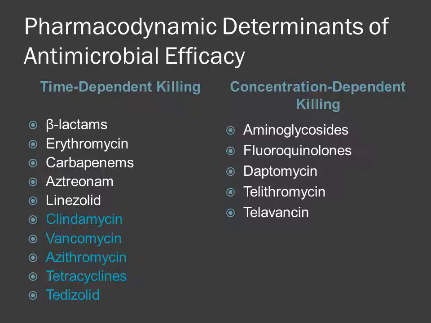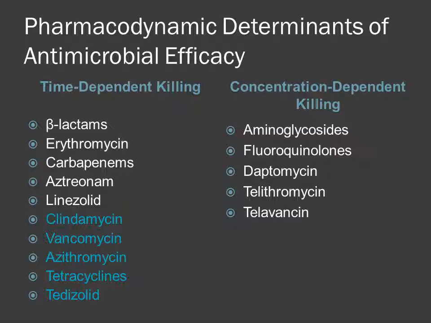So examples of time-dependent killers are beta-lactams, erythromycin, carbapenems, aztreonam, linezolid, clinda, vanco, azithromycin, tetracyclines, and tedizolid. The ones that are in blue, clindamycin, vancomycin, azithromycin, tetracyclines, and tedizolid, also exhibit AUC versus MIC dependent killing.